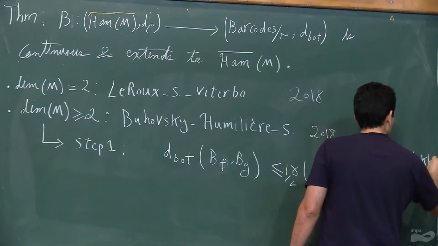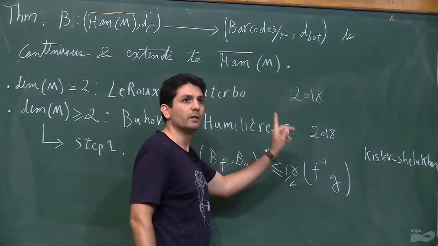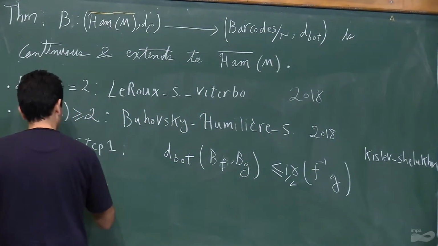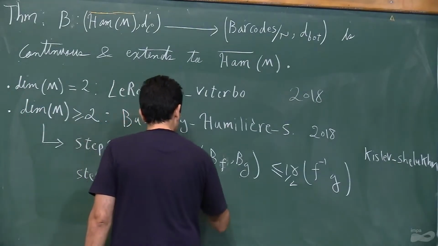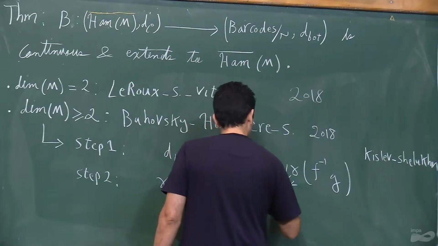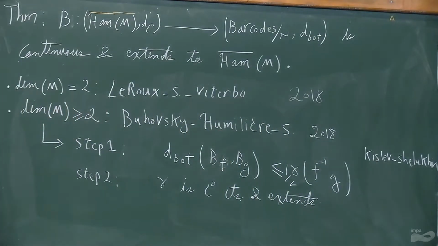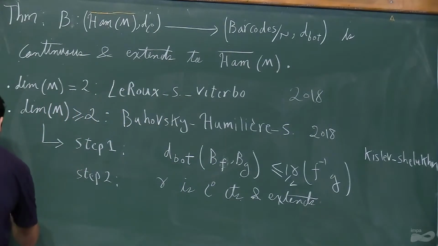And then once you have this inequality, to get the other result, you just have to prove that gamma is C0 continuous and extends to the closure. And that's what we proved. So step 2 is that gamma is C0 continuous and extends to the closure. So that's all I'll say about the proof. There has been some progress since our work appeared, namely on C0 continuity of gamma.